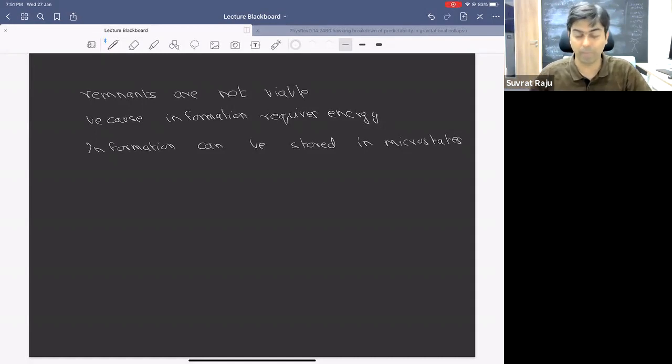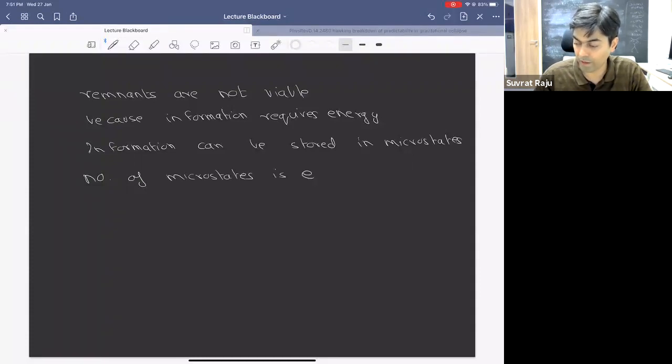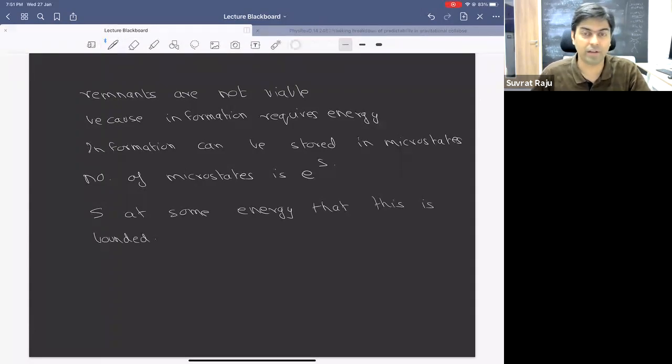And so information has to be stored in microstates, but we have a count of microstates, right? The number of microstates is e to the S, right? So the fact that information requires energy is the fact that if you just compute S at some energy, this is bounded. So the only way you can store information is by using these microstates. And if you have a system where the amount of entropy at a given energy is bounded, you can't store more information than that.